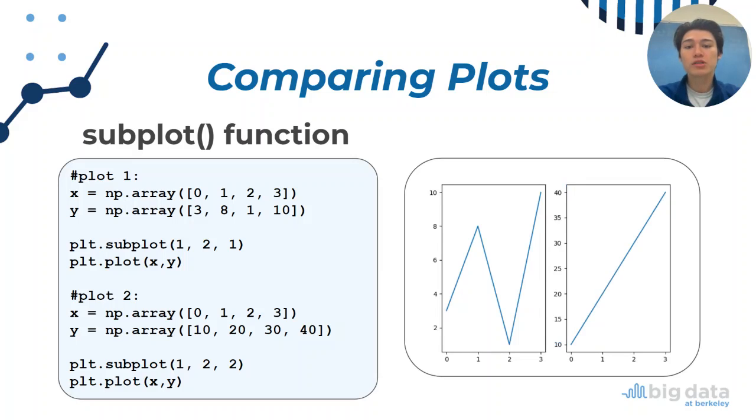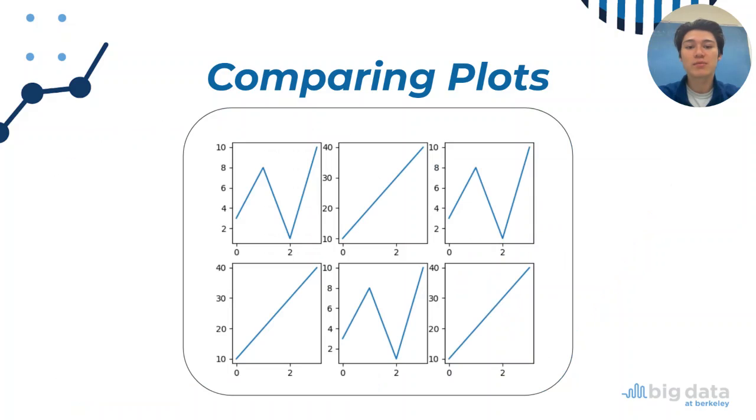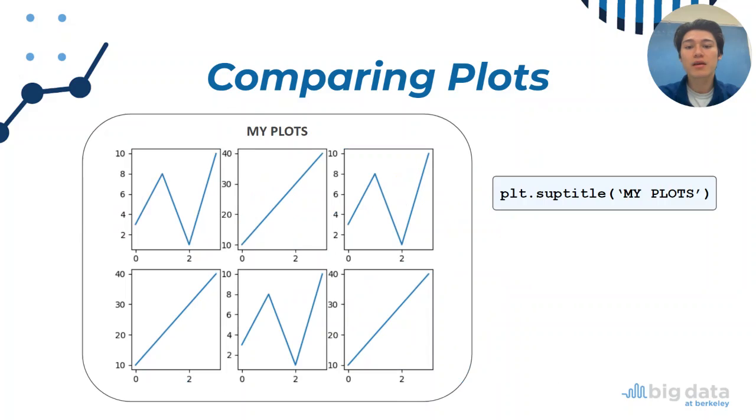And you can use this tool to generate as many plots as you want side by side. In this example, we're able to generate 6 plots. The entire figure would have the dimensions of 3 rows and 2 columns. If we want to customize our figure by adding a super title, we can do this by using the function's suptitle and specifying a string.